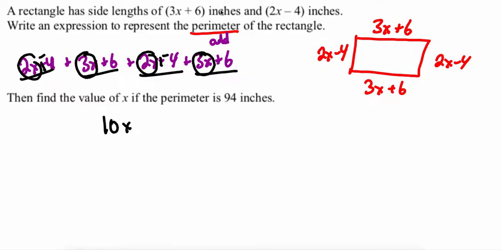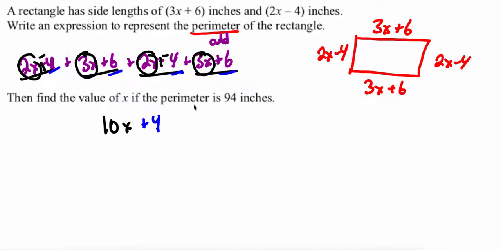And now I come back and do my constants. I have negative 4 plus 6, that's a positive 2, plus negative 4, 2 plus negative 4 goes back down to negative 2, plus 6 is a positive 4. So I get an expression of 10x plus 4.